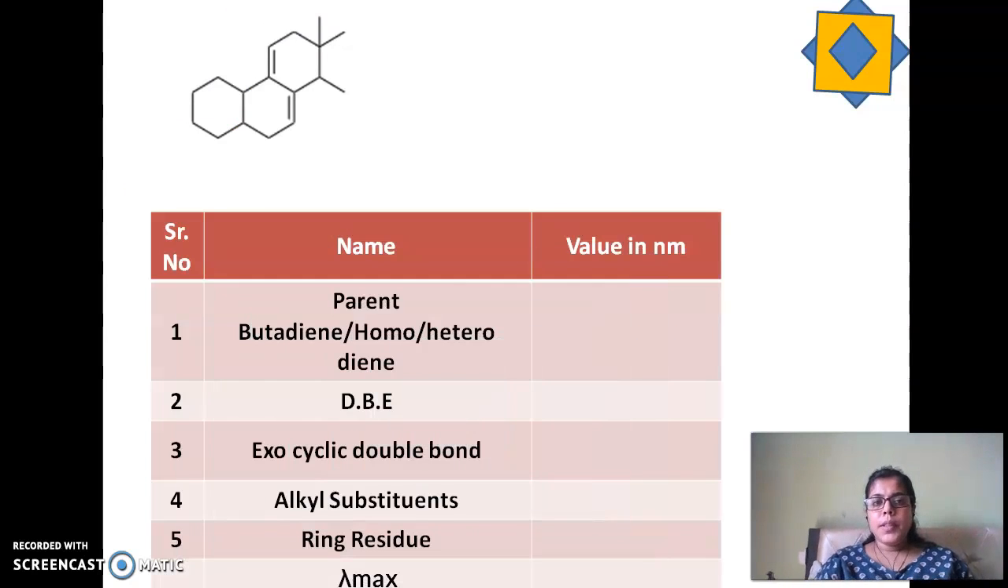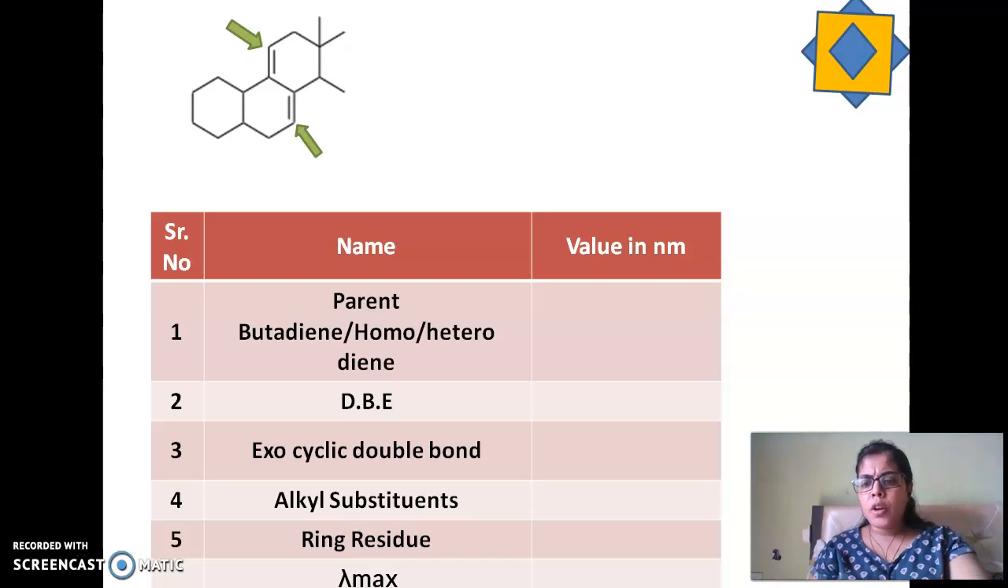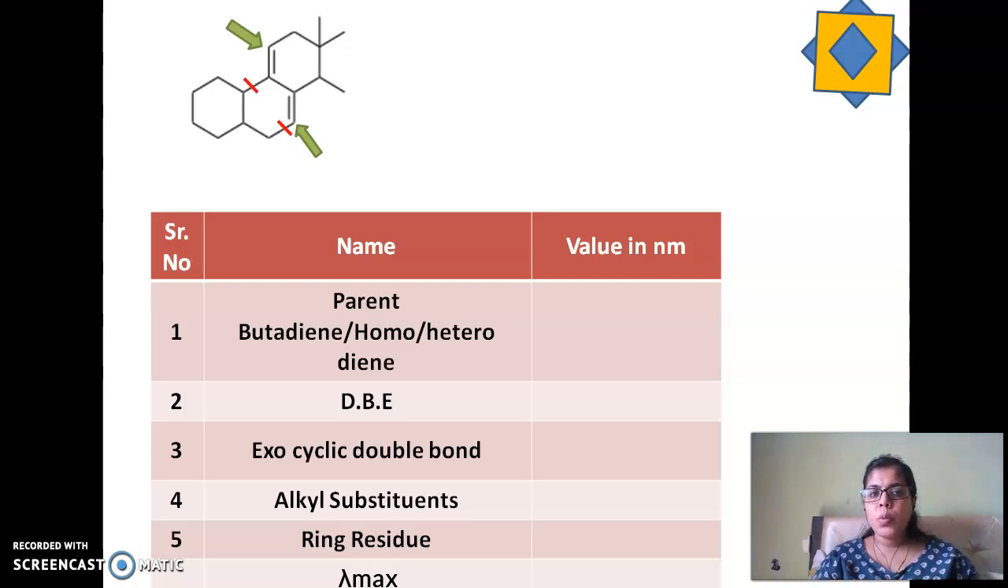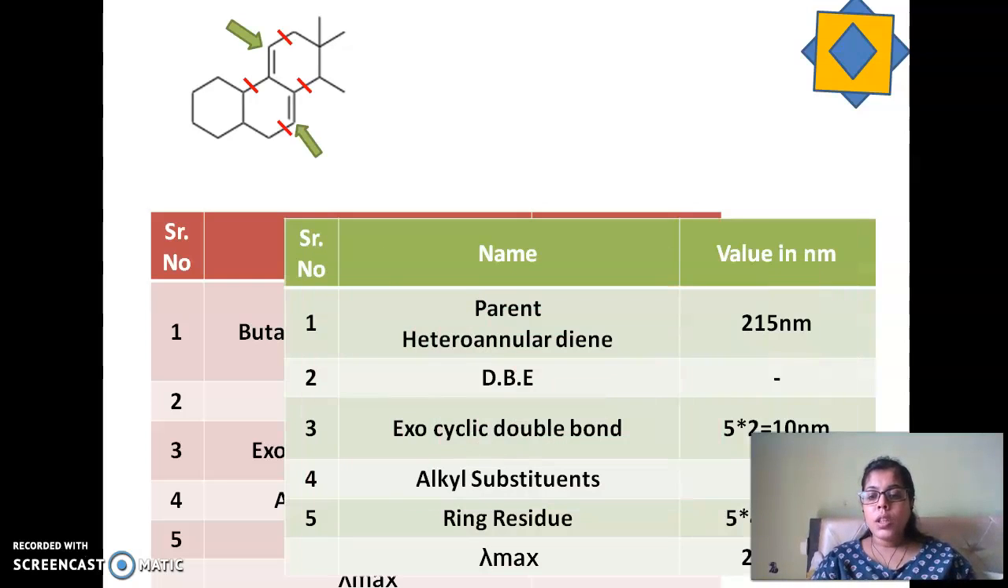One more sum. Again going sequentially. I do not have homo and hetero together, but I have only hetero. So 215 nanometer. I do not have any blue arrow which is DBE, but I have exo to the B ring and also one more exo to the C ring. So plus 10. Alkyl substituents are not to the parent, not to be considered. Now it's time for ring residue 1, 2, 3 and 4. Yes, I have to check out each carbon of the parent and the extended parent for ring residues. Okay. And the total comes to 245 when I add plus 30 to 215, sorry.